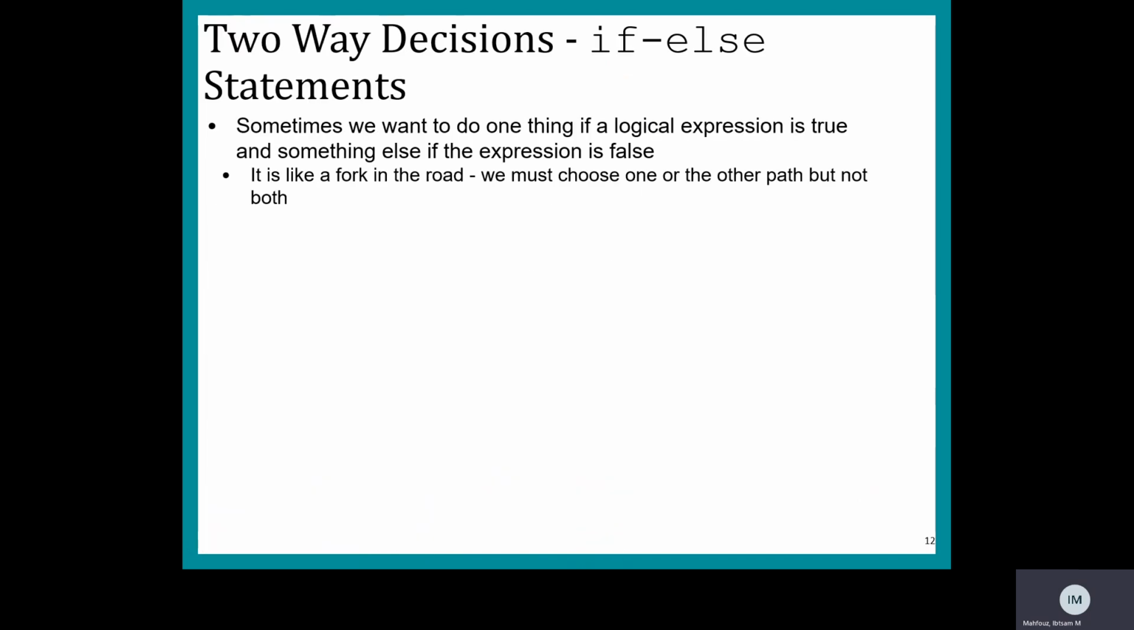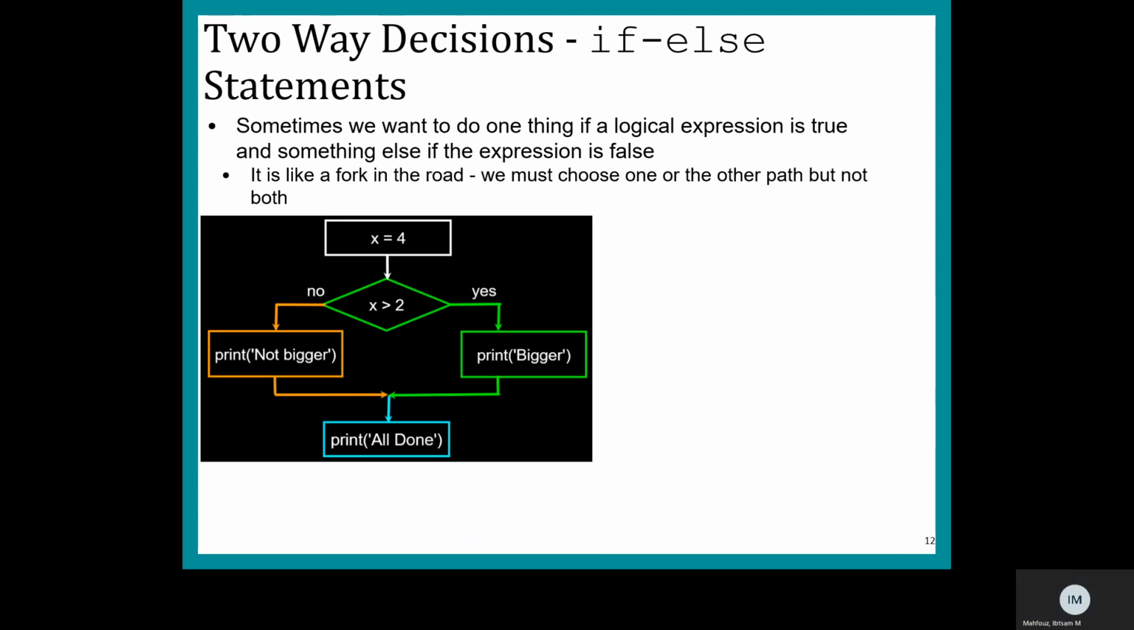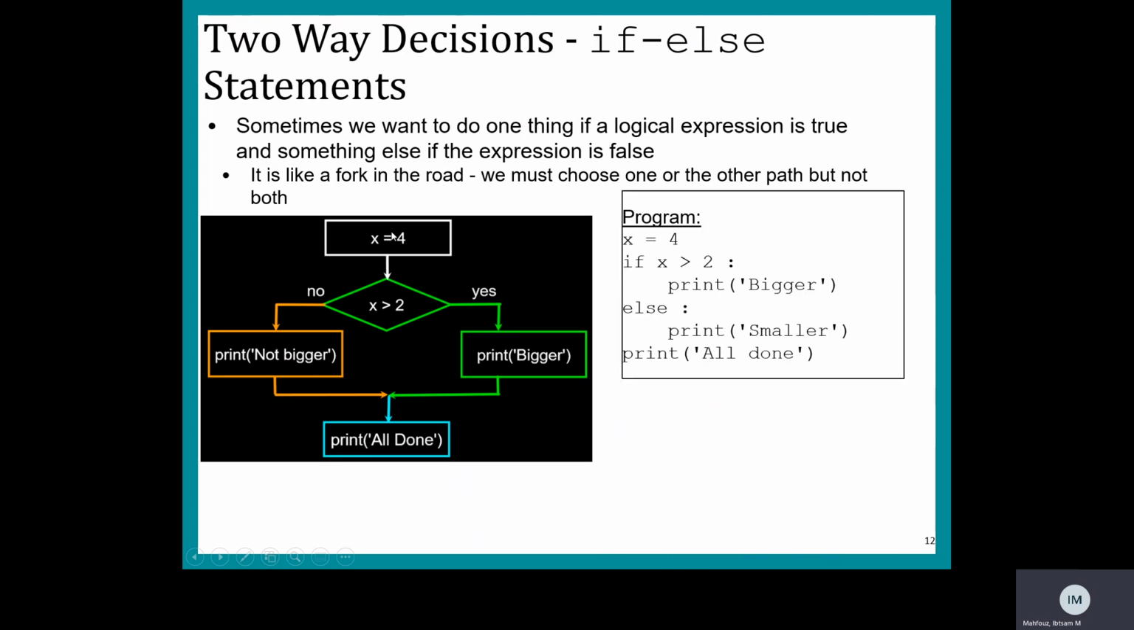Okay. So now we saw how to do an if statement. Sometimes it's not just if this is true, do something. I want to say if something is true, do something, otherwise do something else. So for example, here I have code that says x is 4, and then I'm going to check is x greater than 2. And I want to do something different depending on the answer. So if x is greater than 2, I'm going to print bigger. Otherwise, I'm going to print smaller. And when I'm all done, I want to print all done.